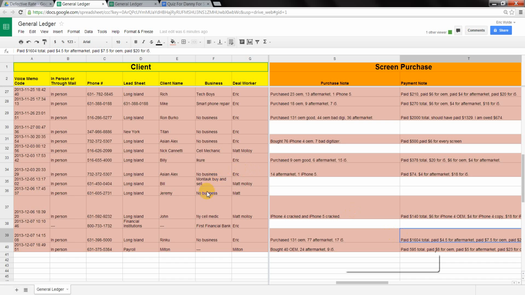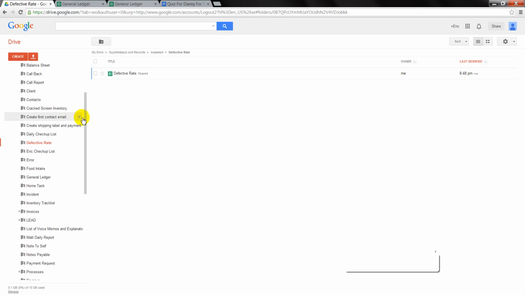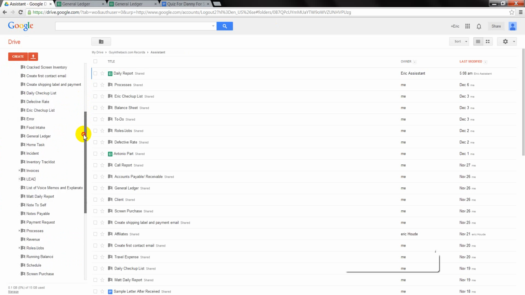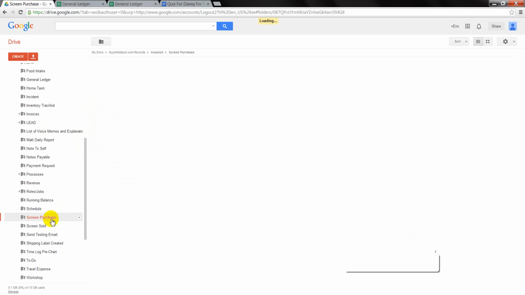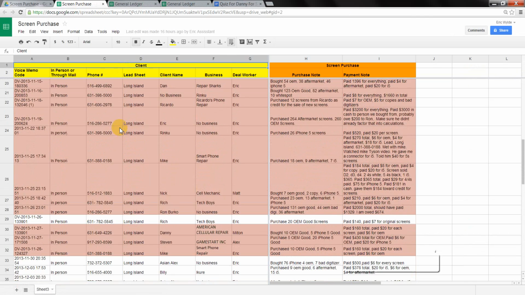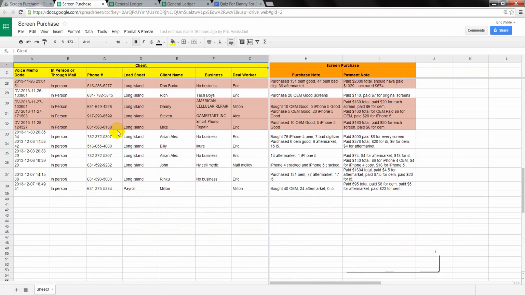Again, if we wanted to pull up all the screens, let's just say we wanted to figure out, hey, how many screens have we bought in the past week? Very quickly, you go to Assistant, scroll down to Screen Purchase, click on the Screen Purchase sheet, and all of our purchases should be right there in the Screen Purchase subsidiary ledger.